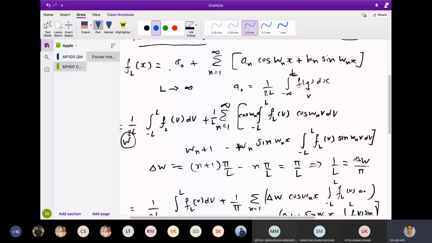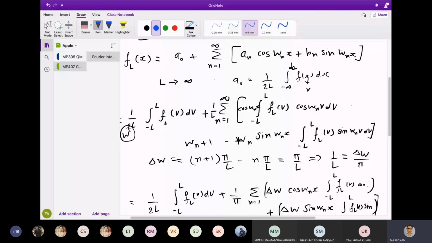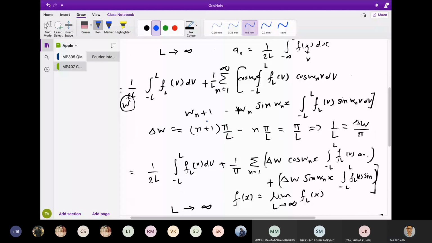Before we do that, let us introduce the values of these coefficients an and bn. So we substituted this value of an and the value of bn, and then we have taken this difference delta w equal to w sub n plus 1 minus w sub n, and that is equal to pi by L. From that, 1 over L is equal to delta w upon pi. So we plug in these expressions over here, where we have replaced this 1 over L by this delta w upon pi.